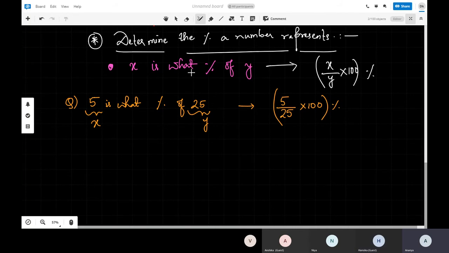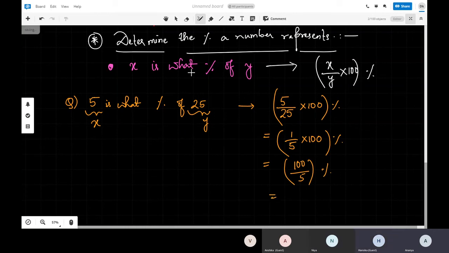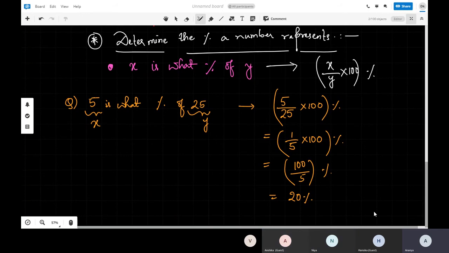Okay. All right. So 5 over 25. What would it be? 1 over 5. Do you agree? And then we have 100 over 5 percentage. Correct? Because 1 over 5 times 100 is the same as 100 over 5, isn't it? And we know that 100 over 5 is nothing but 20. Very good. The answer is 20%. Therefore, 5 is 20% of 25. Okay? Clear? Take a note of it quickly.